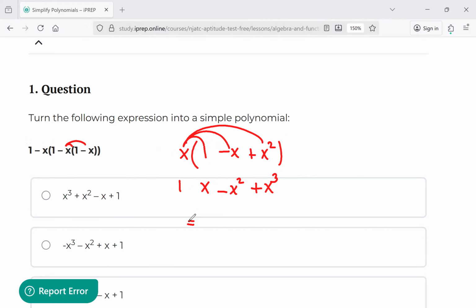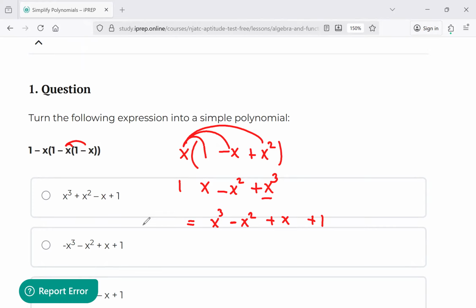So now you've got to simplify, meaning put it in highest power to lowest. So we have an x cubed, and I don't see any other x cubed. I see negative x squared, and then 1x. So I'm going in descending order. And then the constant is positive 1.